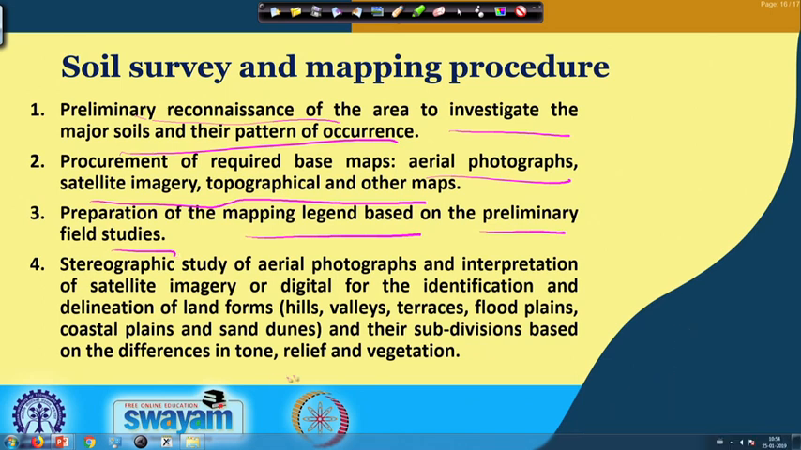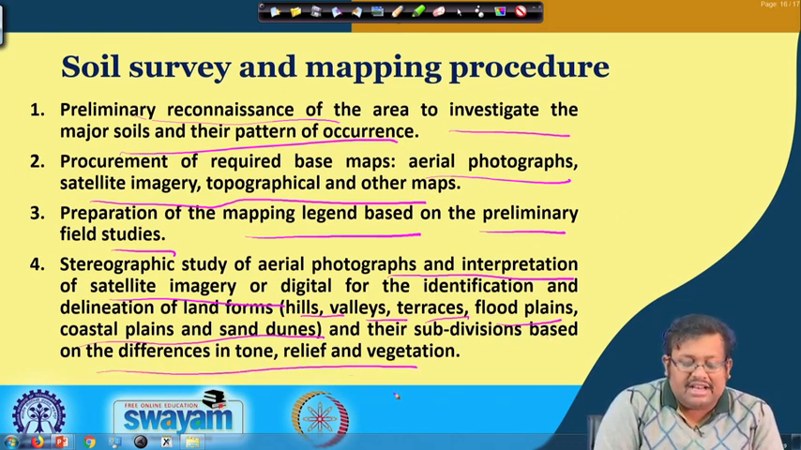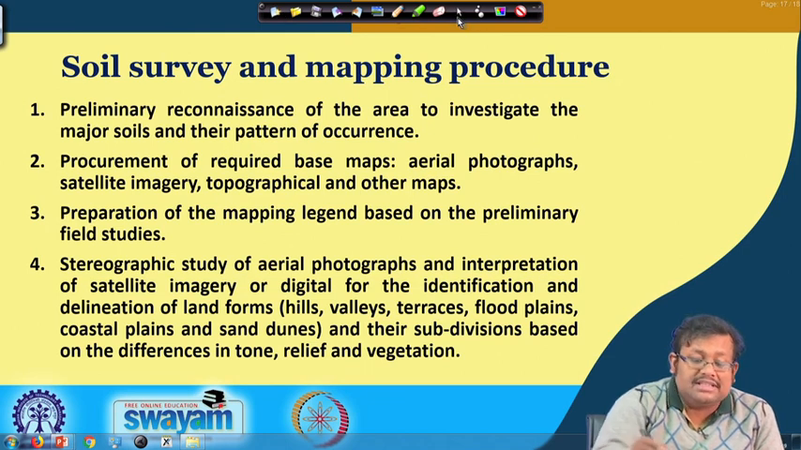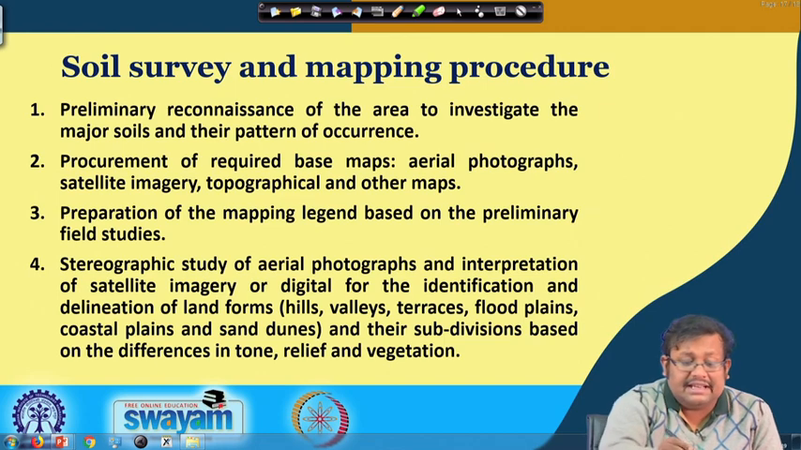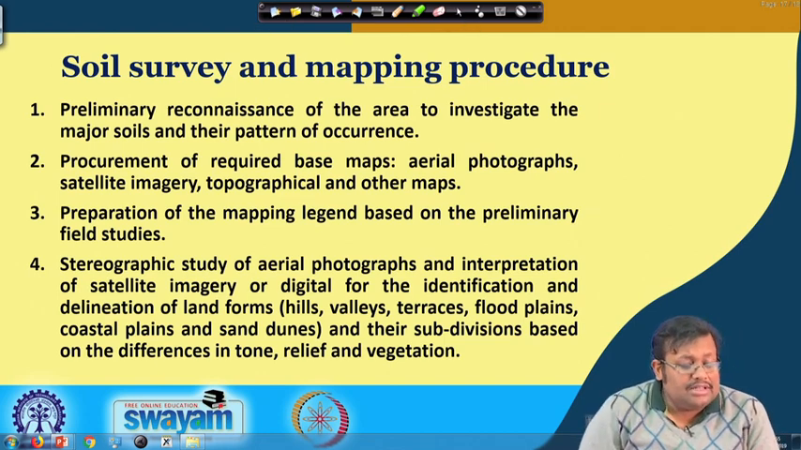Then we do the stereographic study of aerial photographs and interpretation of satellite imagery, or digital imagery, for the identification and delineation of the landforms. We want to identify landforms like hills, valleys, terraces, floodplains, coastal plains and sand dunes, and their subdivisions based on the differences in their tones, relief and vegetation. So, this is the fourth step.